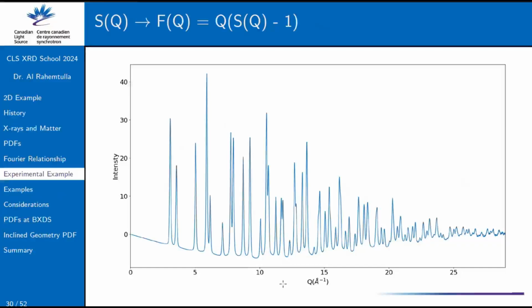One last question? Absolutely. Can we do the PDF for samples like proteins? You can. It's going to be very hard because it's organic. There's going to be a lot of Compton scattering. It's protein, so there's a lot of low Q scattering, especially if it's in a crystalline structure. And there's also radiation damage that can happen.